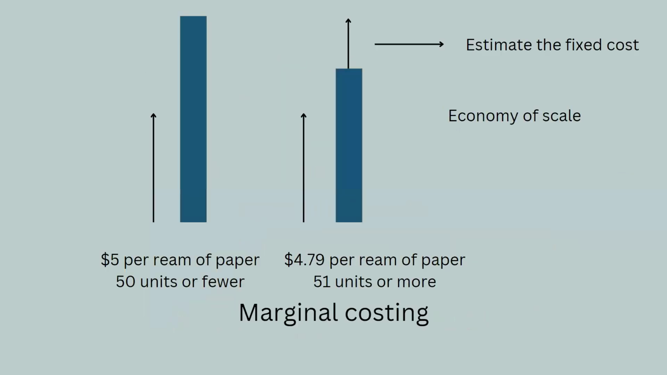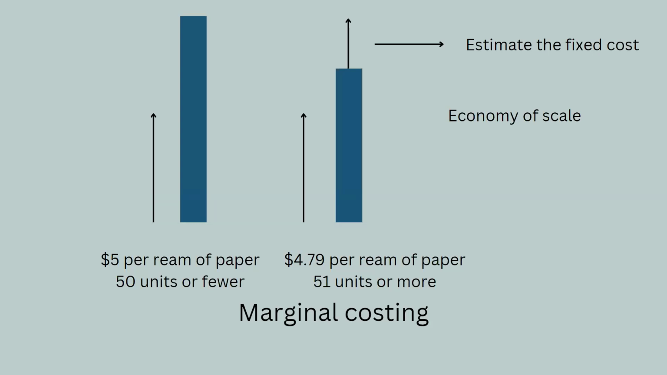With marginal costing, we only have two components within the price. The first part is still the variable cost. And the second part is the contribution, or the markup. The more we sell or the more we produce, the more we may reduce the markup to cover the fixed cost.